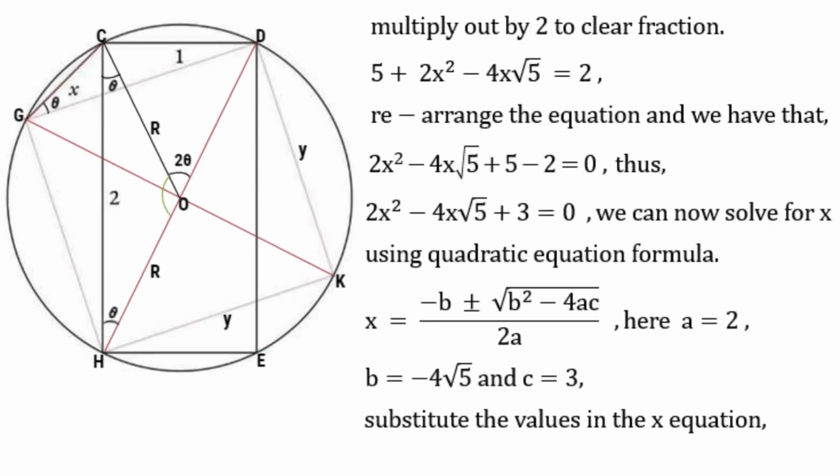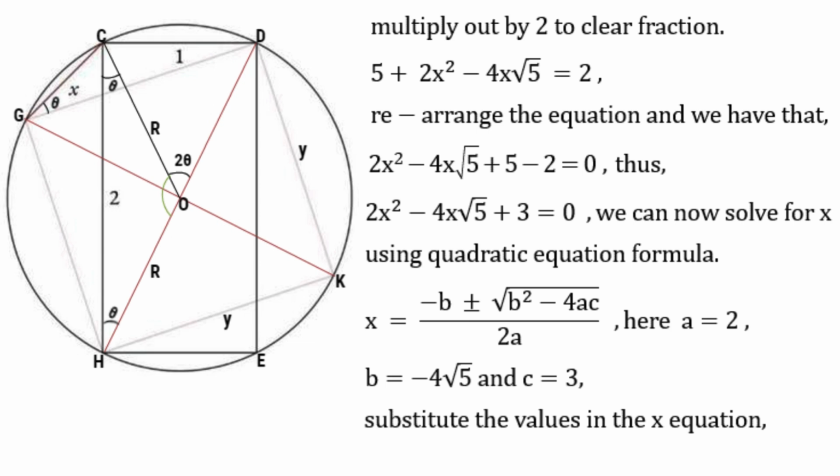Multiply out by 2 to clear the fraction. Rearrange the equation, simplify, and we have that 2 times the square of x minus 4 times x times the square root of 5 plus 3 equals 0. We can now solve for x.